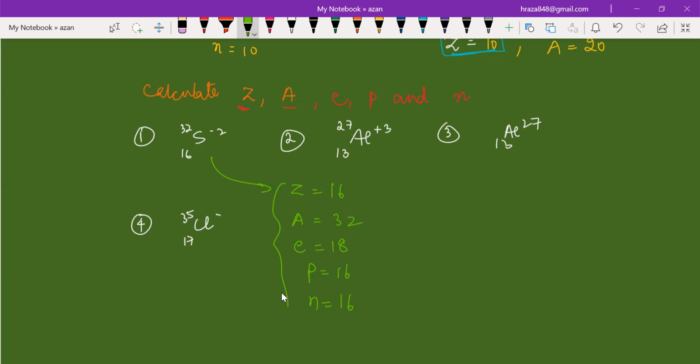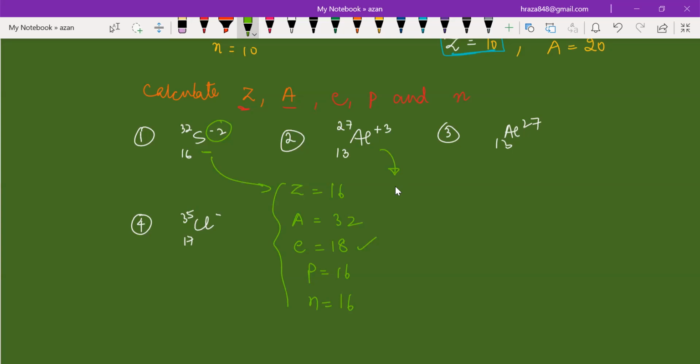Yes, sir. What is the number of electrons you got? 18 or 16? Sir, I had gotten 16. See, minus 2, what does it mean? It means, sir, that it has gained two electrons. Okay. Can you correct this?